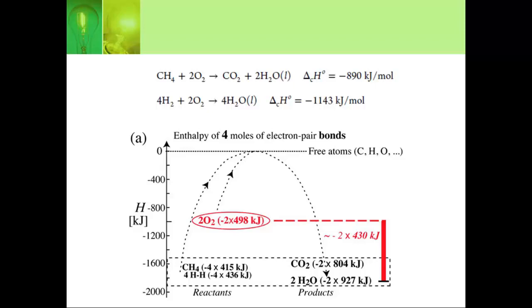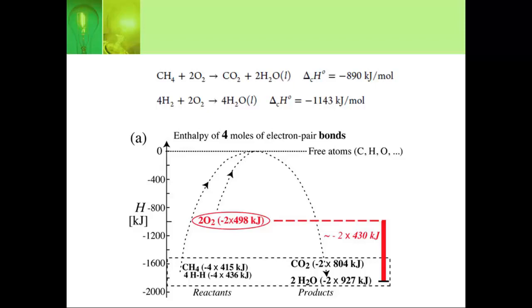And so the way you calculate this is you just do a chapter 1 type calculation. You take this kilojoules per mole times 4, this kilojoules per mole, but you always do the products minus reactants, and you end up with negative 890. The thing that they're showing you right here, notice how much higher the oxygen level is than all the other levels. And it's true for both of these reactions. They're showing 4 H's and H2O.